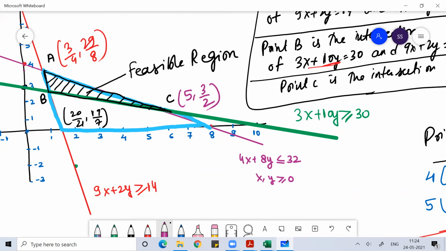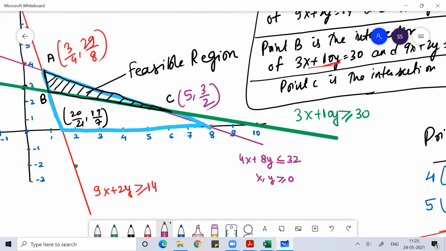How did you get these three coordinates? By solving the equations. So you know how to solve a linear equation. If I give you two linear equations, you can solve them by using the elimination method or substitution method. By solving them, you find the point x and y. So with that, you will get the coordinates of points A, B, C.